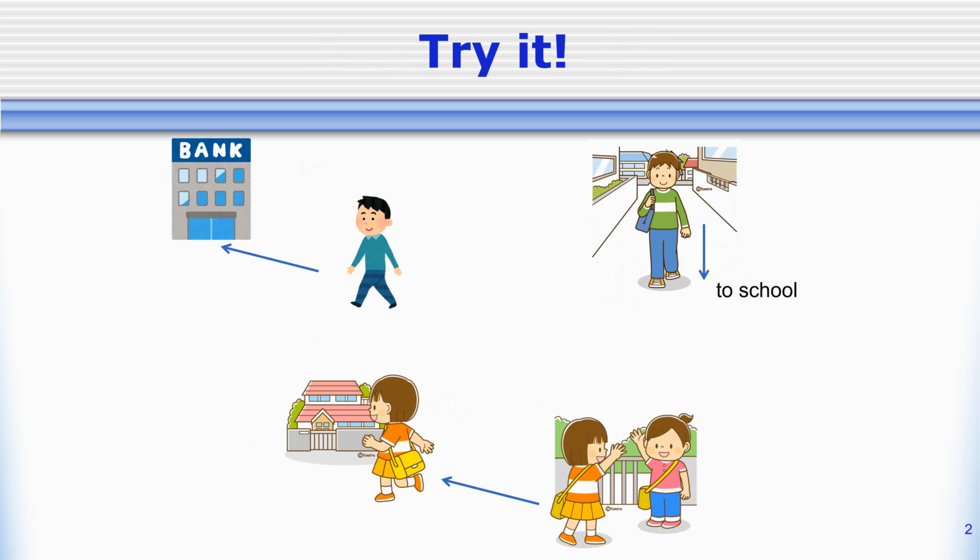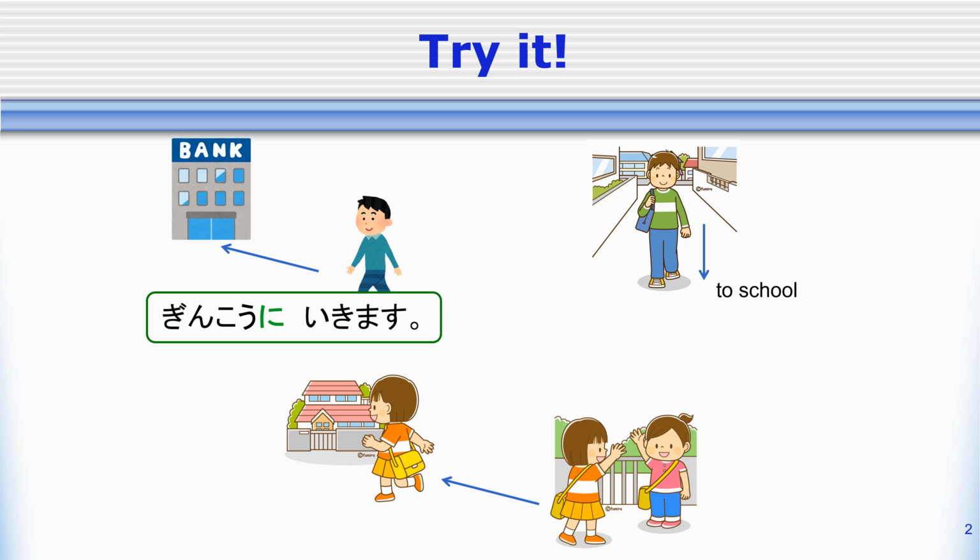Let's try some examples. You can take a minute if you need it to look over the list of verbs and the list of places that we covered both in this chapter and in chapter 2. Okay, so how might we say I go to the bank? 銀行に行きます。How might we say I come to school?